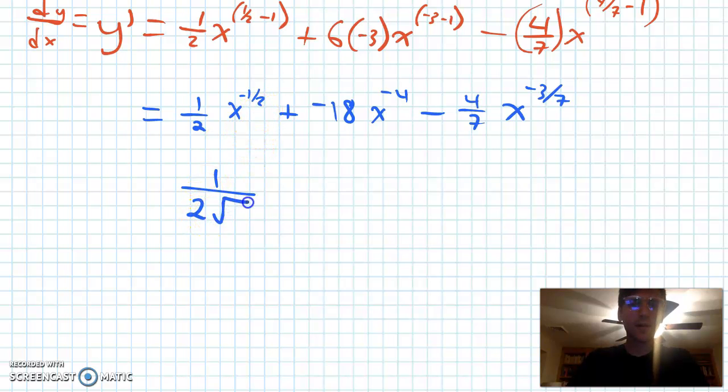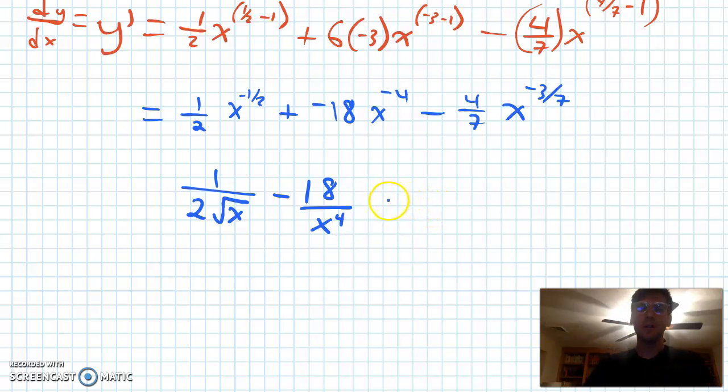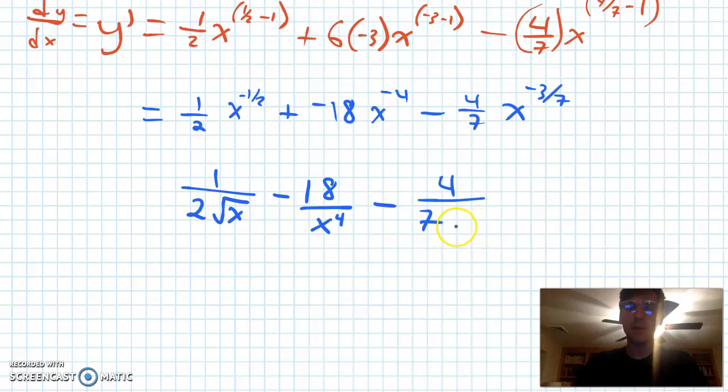Well, the 1/2 power is just the square root. So I think I've simplified the first term. Negative power, that's just going to flip it like a Krabby Patty to the denominator, x to the 4th. Then this is going to become 4/7 x to the 3/7 power. So it'll be positive if I move it to the denominator.